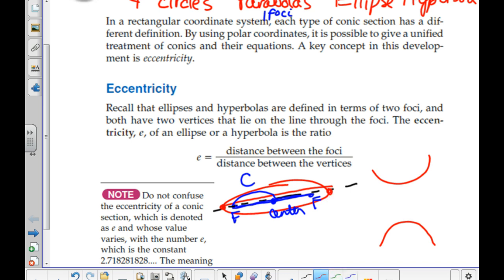What was the definition from the center to one of the vertices? Does anybody remember which letter gave us that? It would be A, yes, because it's the larger one on an ellipse. So A was the distance from the center out to one of the vertices. So from one vertice to the other was 2A, which was also the major axis, right?